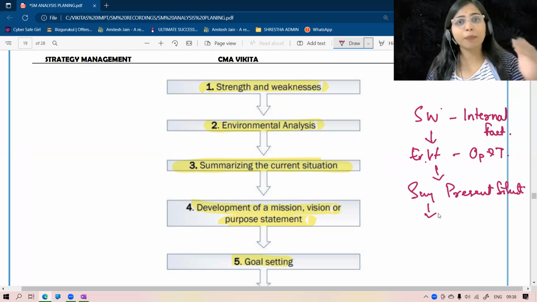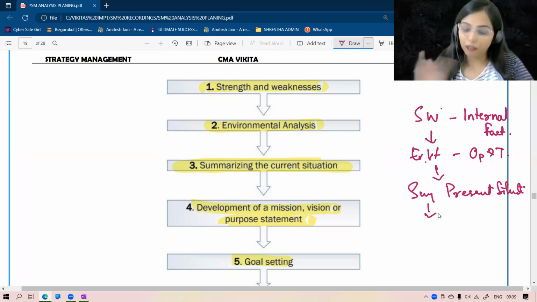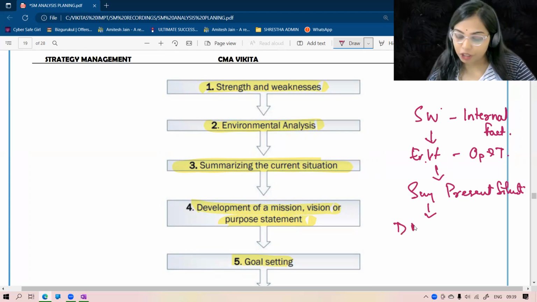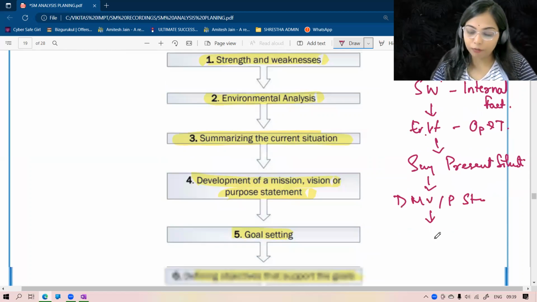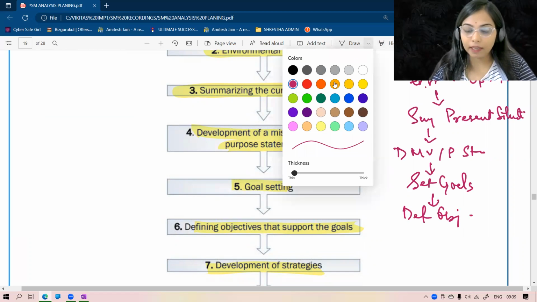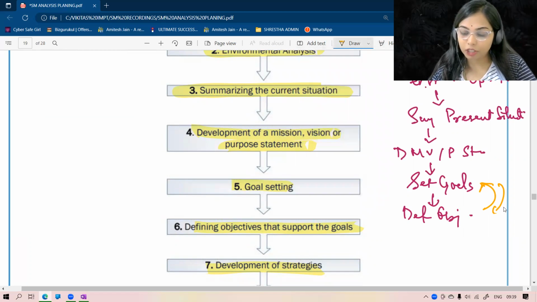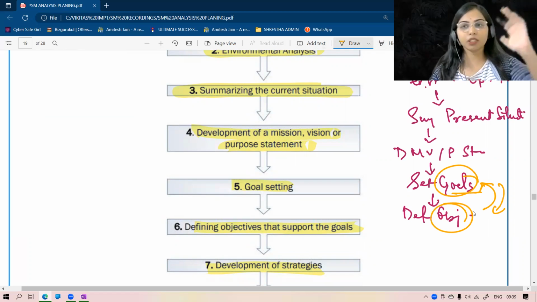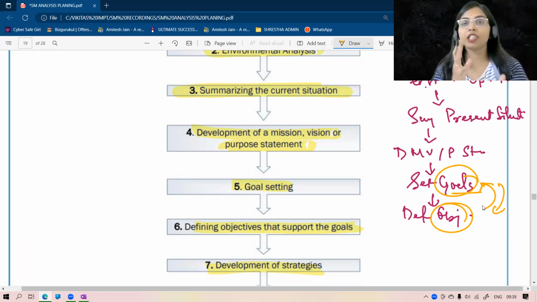Then if you find that the present situation is not that comfortable, then you have to define the mission, vision, and purpose statement. After that, you have to set goals. And after setting goals, you have to define the objectives. You remember I had told you that there is sometimes an exchange of goals and objectives. Sometimes goals are used above and objectives are used below. There is an interchangeability between goals and objectives, which we have read earlier in this chapter.